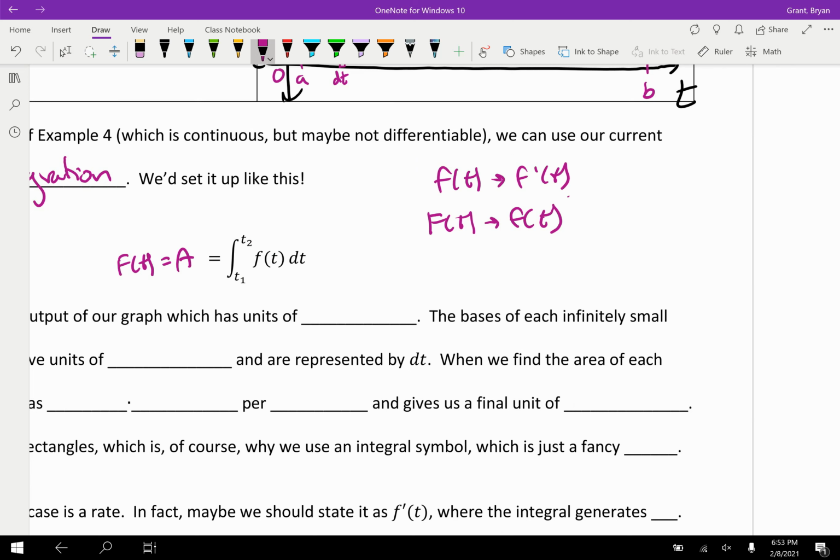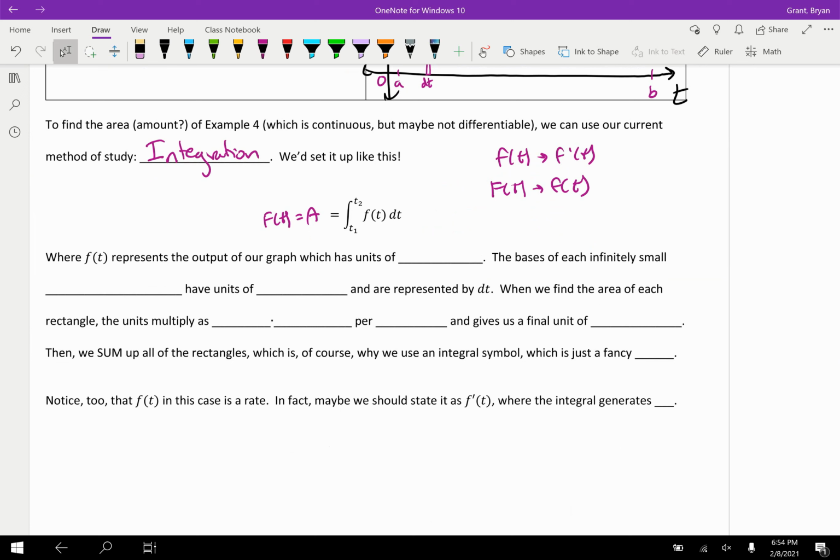And why might they prefer this notation over this one? It's because the bottom notation that's circled takes up less space. Seriously. This apostrophe or this prime symbol adds an extra space. Why add an extra space when you can not add an extra space? So either way, same thing as we go through. f of t represents the output of our graph, which has units of, and I think in this case it was pages per minute. The bases of each infinitely small rectangle have units of time, or in this case minutes, we'll probably say, and are represented by dt.